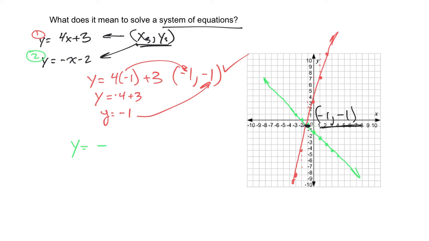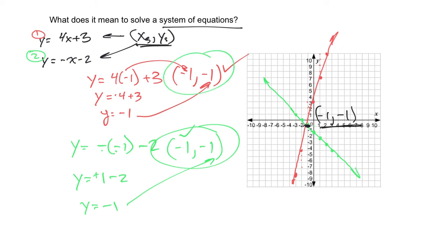Switch to green. y equals -1 minus 2. Actually, y = 1x - 2, so that's y equals -1 minus 2, which is y equals -3? No wait, the second equation gives y equals -1: a negative and a negative turns into a positive, minus 2, this is y equals -1. So again, I have -1 for my x, which we plugged in, and I got -1 for my y. So this point here is a solution, meaning it fits into both of these equations. The input -1 gives me the same output for these 2 different lines.